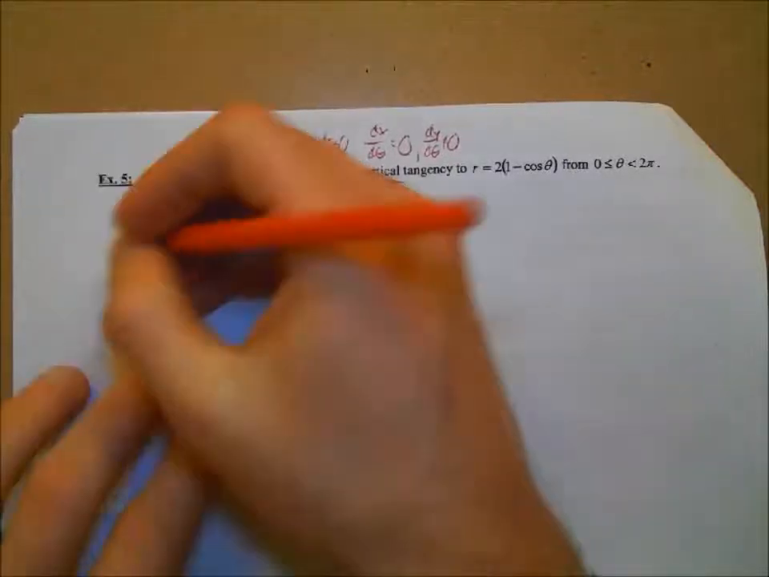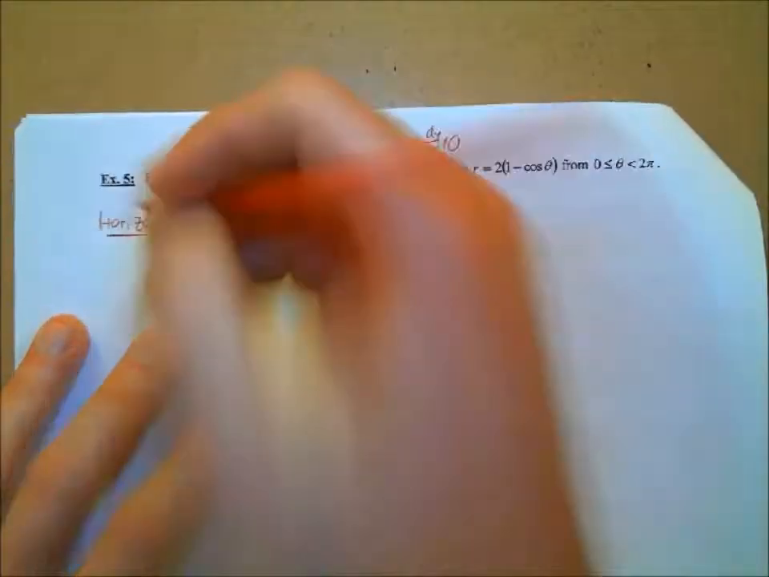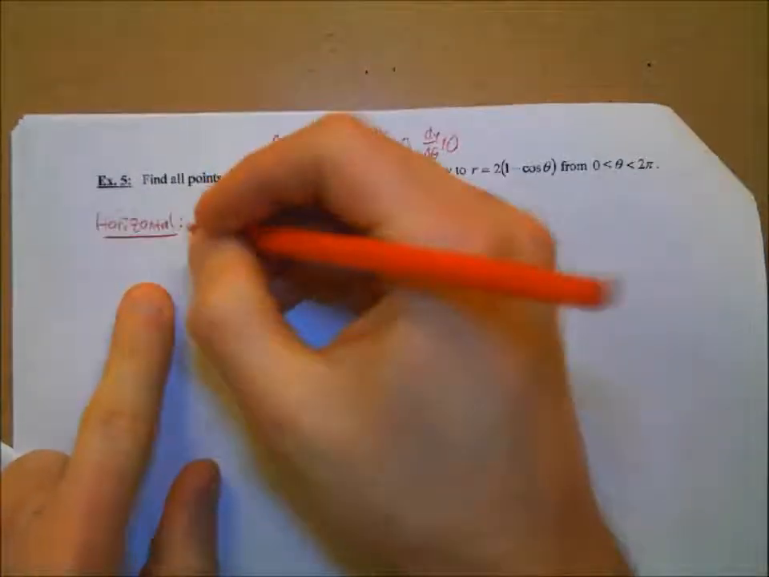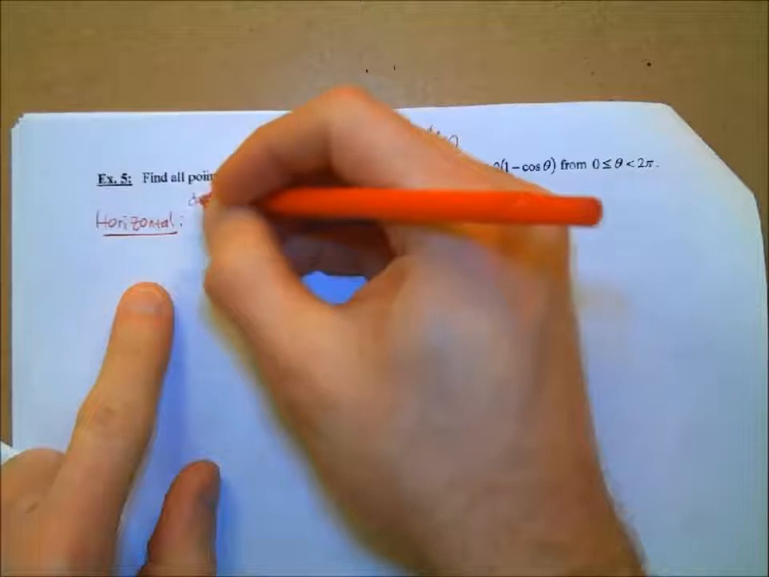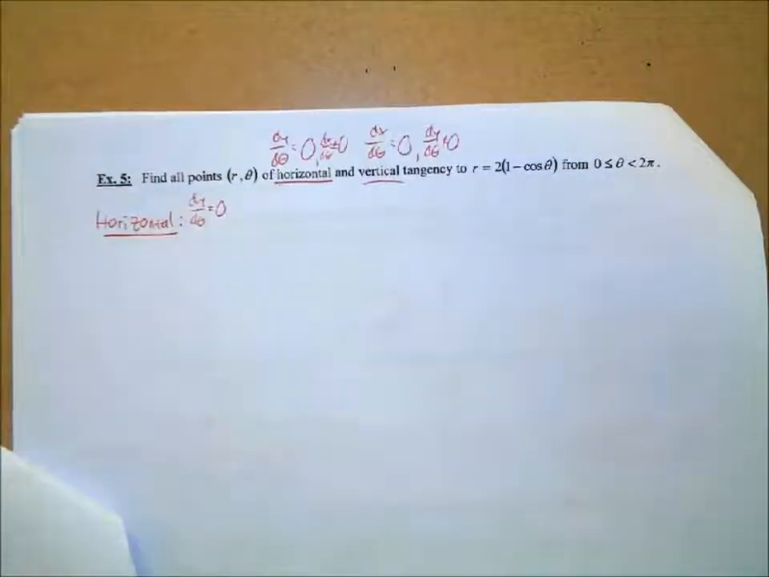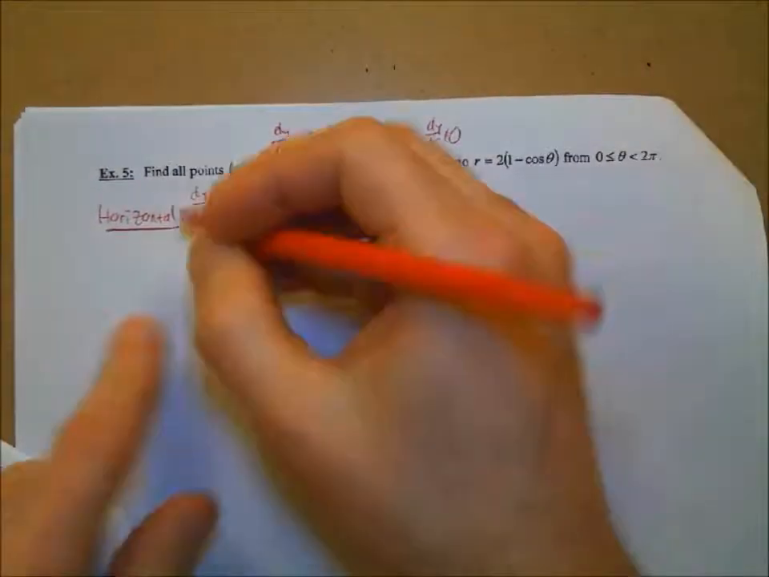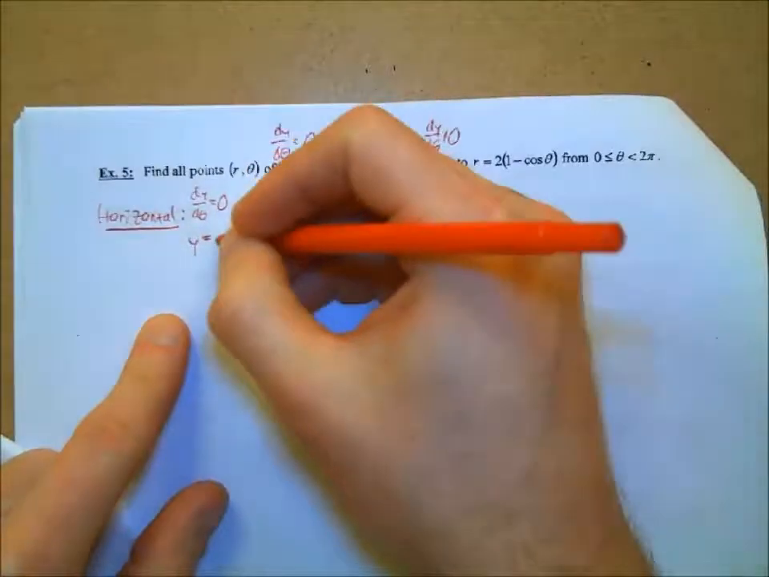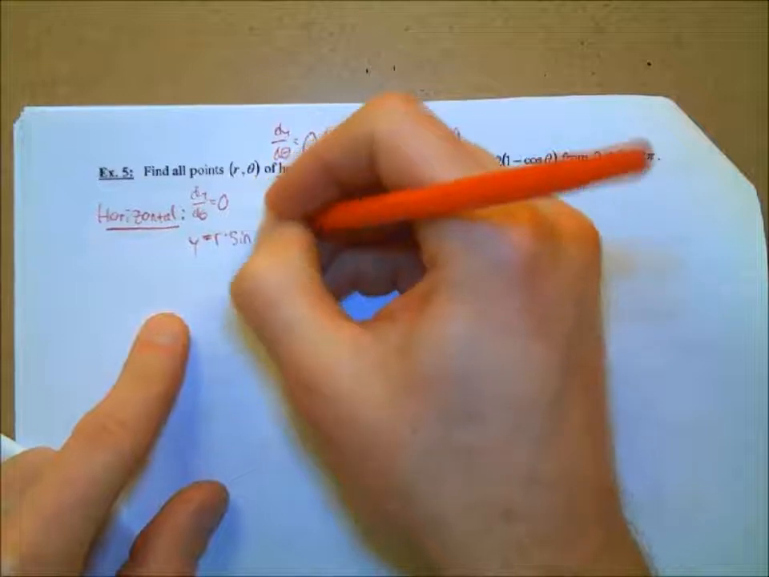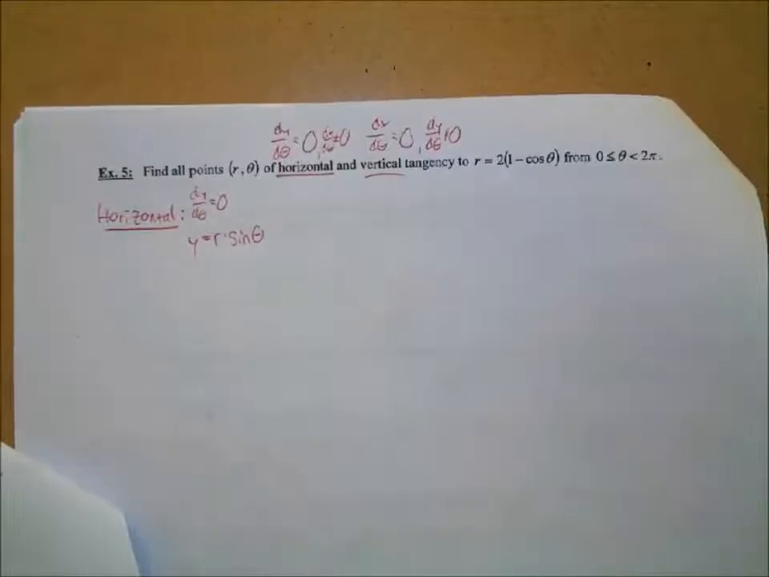Let's take a look at this. So for our, let's do horizontal first. For our horizontal, we need to find what dy d theta is. We want to set that equal to 0, right? But in order to find dy d theta, we first need to know what y is, right? We don't have anything talking about y here, but we know that y is equal to r times what? Sine theta. And what is r in this scenario? 2 times 1 minus cosine theta. That's exactly right.